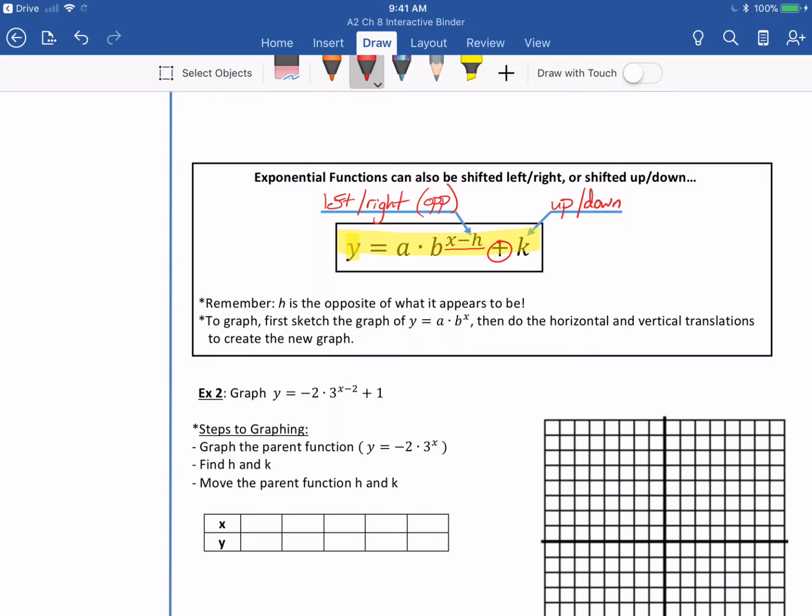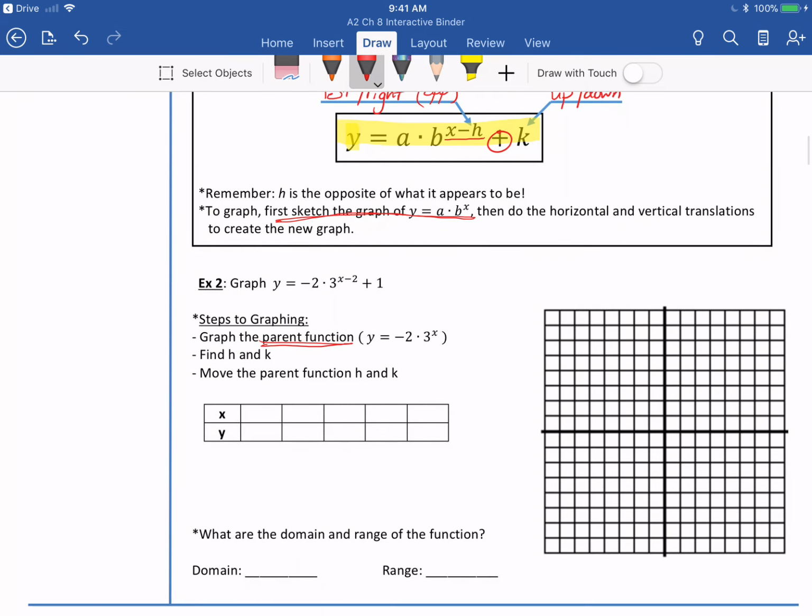So that's really what we're going to look at, is that we're going to sketch the graph of ab to the x first. So we're going to graph the parent function first, and then we're going to move it up, down, left, and right with whatever we need to. All right, so let's take a look at this. As I start graphing this, I always like to square in my parent function. So your parent function goes just past that x and then stops. All right, and we're going to bring in that -2 and that 1 a little bit later.